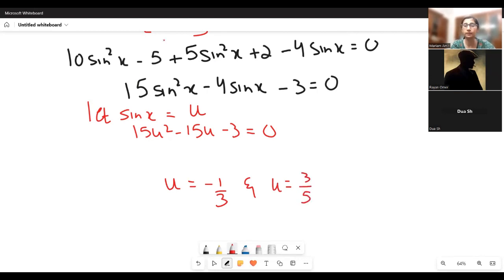Take this one step backwards. You will need two brackets. 3 goes to the other side and becomes 3u. Minus 1 goes to the other side and becomes plus. 5 goes to the other side and becomes 5u. 3 goes to the other side and becomes minus 3, equals 0. Now replace u with sine x.